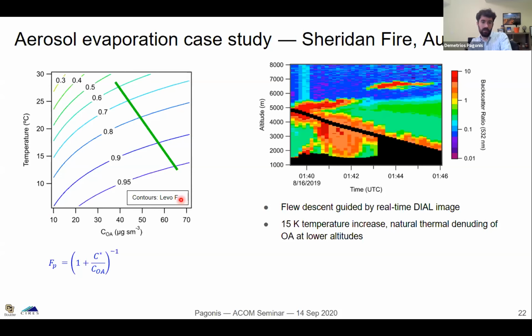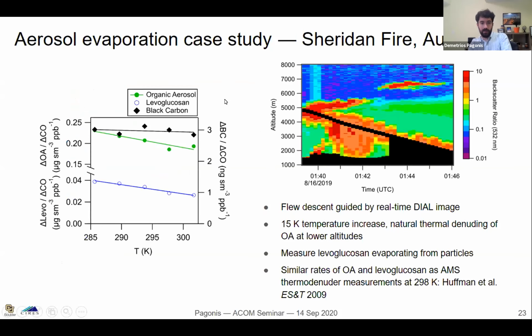Then I've overlaid contours of the fraction in the particle phase for levoglucosan. And so at the top of this run, over 95% of levoglucosan is calculated to be in the aerosol phase. Then as you descend, you lose about 40% to evaporation, or at least that's what the theory predicts. So let's go ahead and pull up our data here, and we do in fact see a measurable decrease in the normalized excess mixing ratio of levoglucosan as the plume is heated as it descends.